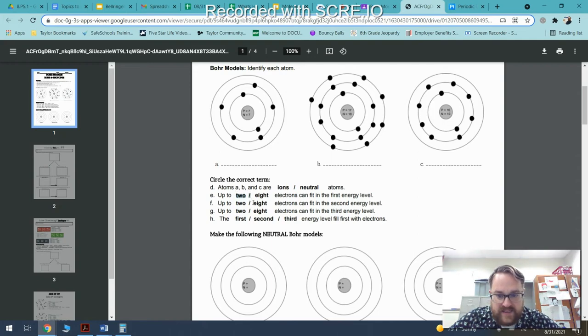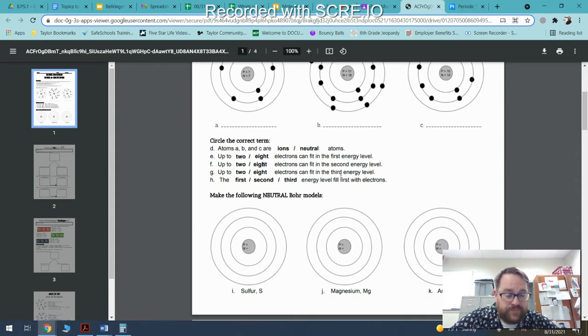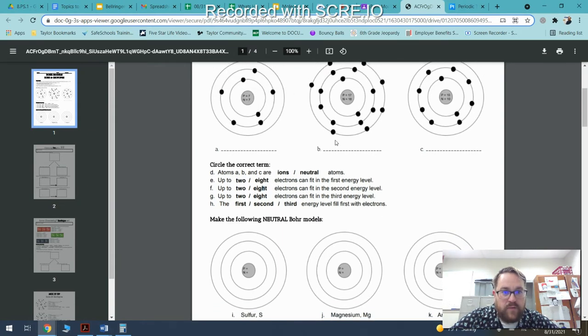You can fit 8 electrons in the 2nd energy level. And then again, a typo down here. The answer is 18, so just circle 8. And then tell me which level would fill first. Okay, so remember, we talk about how energy levels go from the inside out. That might have something to do with the order they fill up in also.